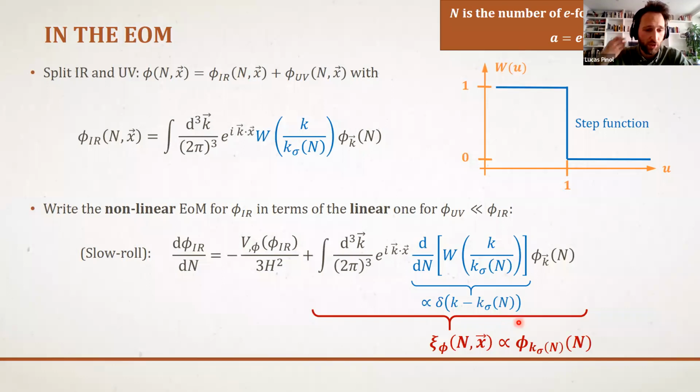So it means that you have some power that goes into your infrared sector and that comes from the UV sector that joins the infrared sector at that particular time. And this is how you should interpret this new term that, as we will see, we will interpret actually as being a noise.